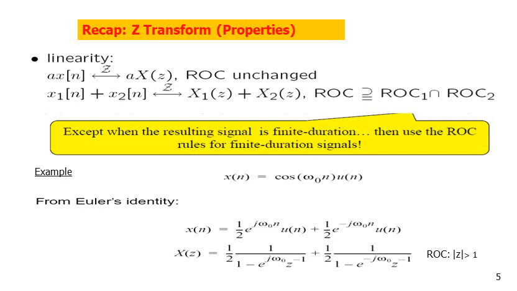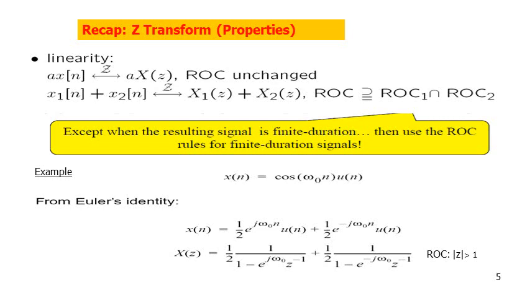Another thing that we saw with different examples in the class was the fact that if the linear combination is from two infinite duration sequences, but the end result is a finite duration sequence, then the rules of finite duration sequence would be followed for ROC.